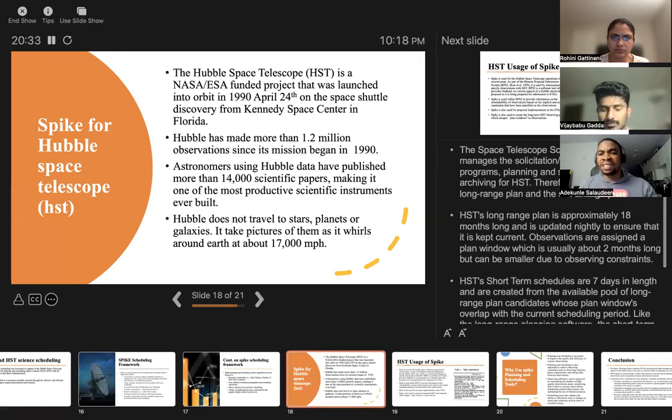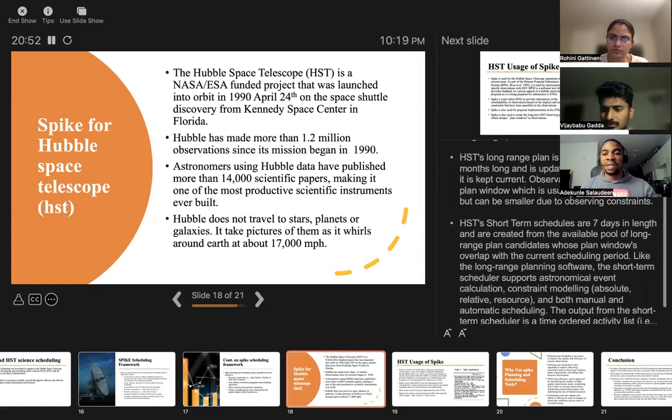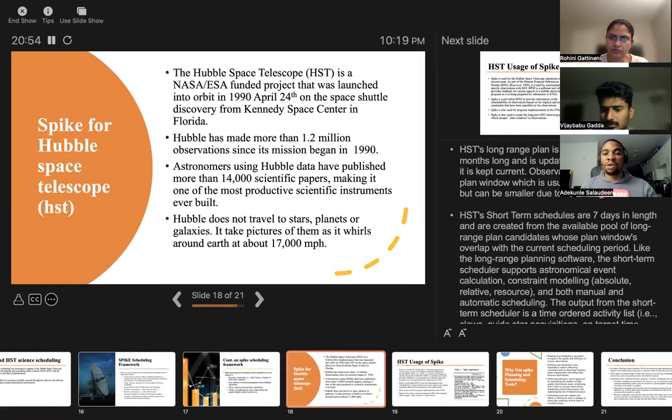The Space Telescope Science Institute manages the solicitation of science programs, planning and scheduling, and data archiving for HST. HST scheduling consists of a long-range plan and a short-range plan. The long-range plan is approximately 8 months long, and it is updated nightly to keep it current, with observations assigned to it.